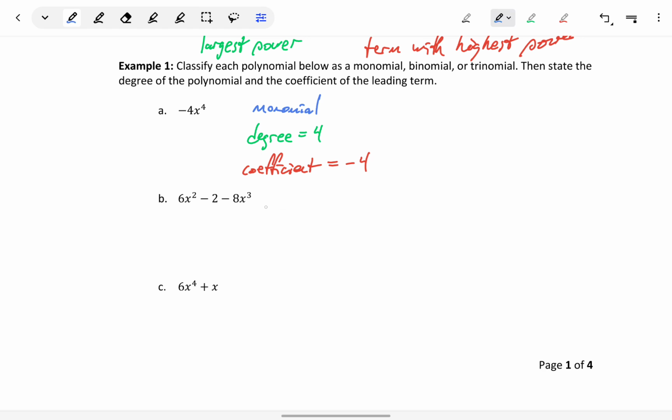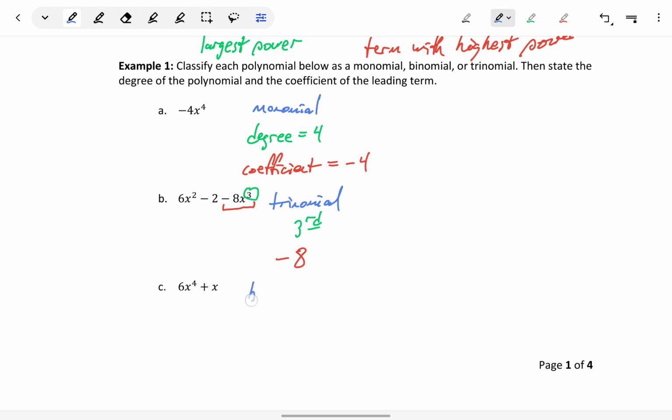In part B, now we have 3 terms, making this a trinomial. We would look at each of the 3 terms and find that highest power. In this case, that's 3. So this would be a polynomial with degree 3, or a third degree polynomial. And the coefficient for the leading term would be negative 8, since negative 8x cubed is the leading term in this polynomial, and the coefficient is just the number being multiplied by that variable.